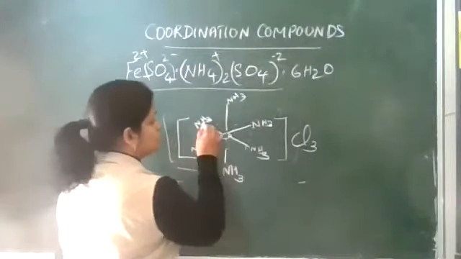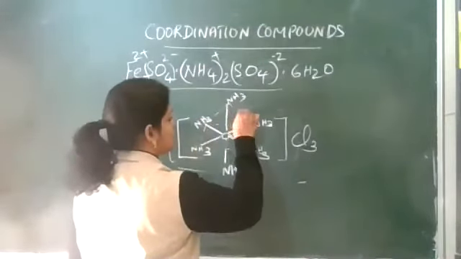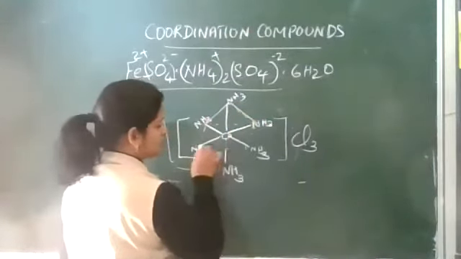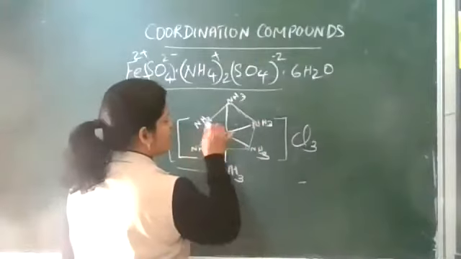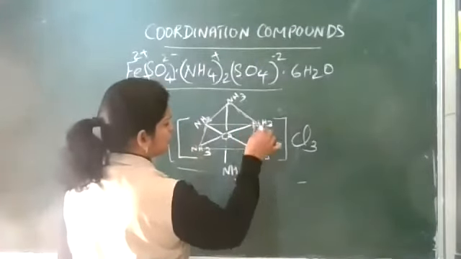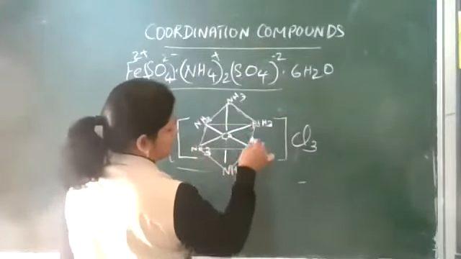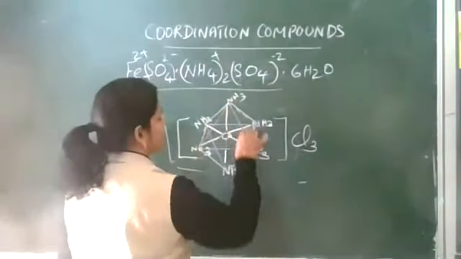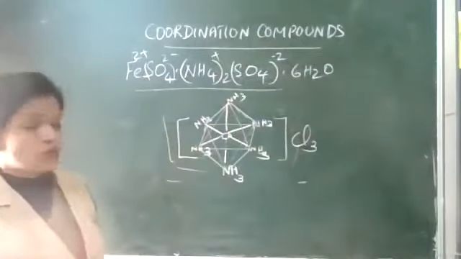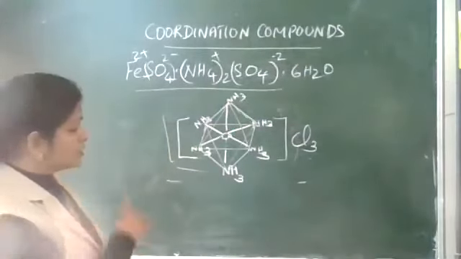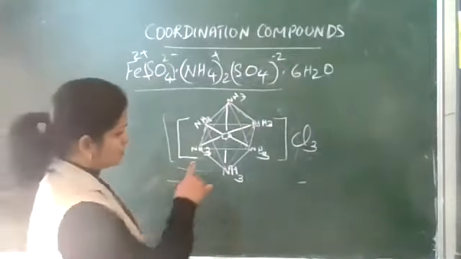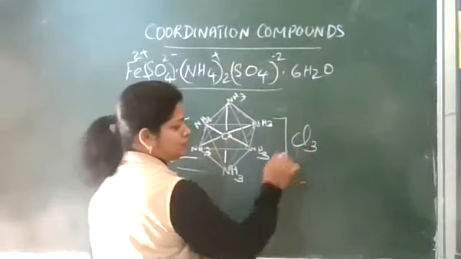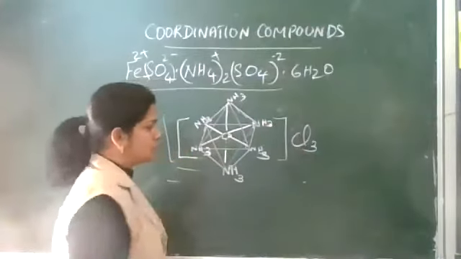So, which shape? The shape is... these are not bonds. Shape is what? Octahedral shape. So coordination complexes have an octahedral shape. And this Co is plus 3, that plus 3 is neutralized by Cl minus, Cl minus, Cl minus.